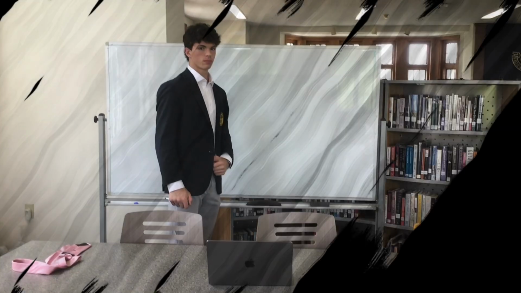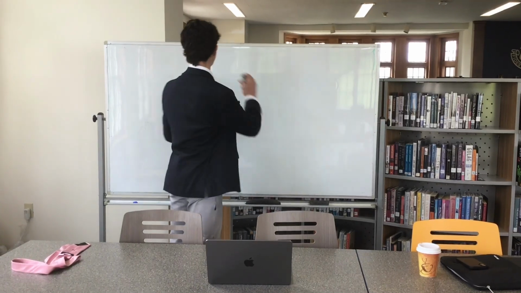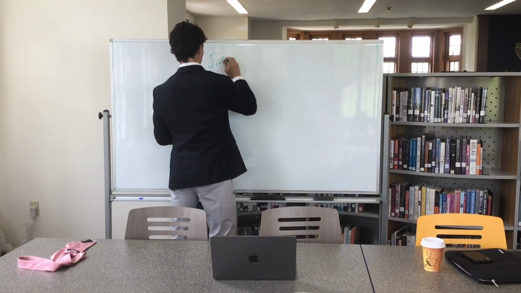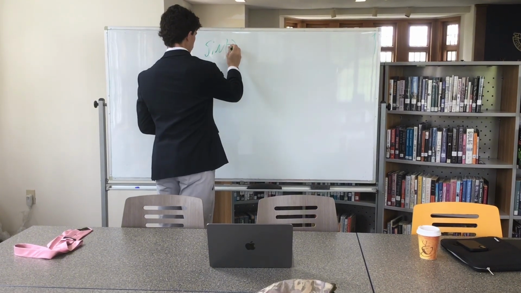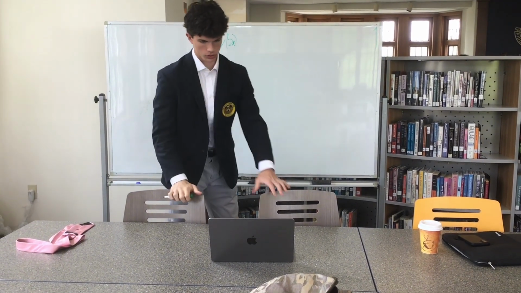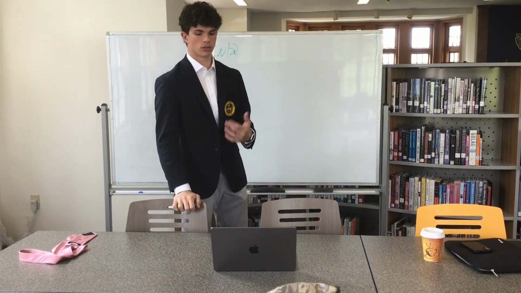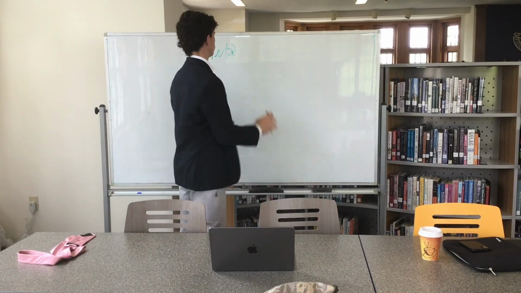One common identity is sine of 2x equals 2 sine x cosine x.